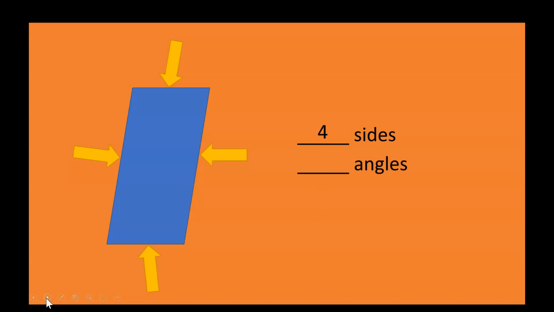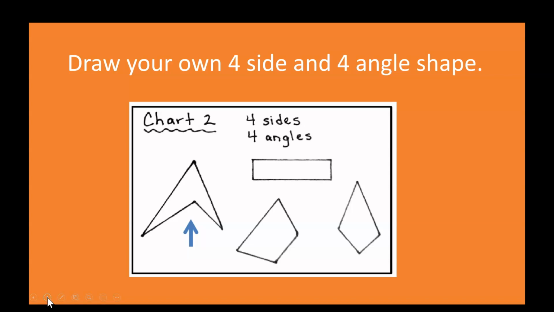Now let's find out how many angles there are. Remember, the angles are the corners, like this one here. So let's count 1, 2, 3, and 4. So this shape has 4 angles. Can you draw your own 4-sided, 4-angled shape? Here are some examples of what your 4-sided, 4-angled shape could have looked like.